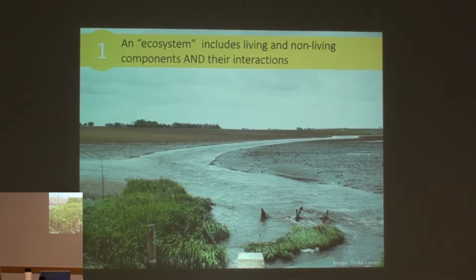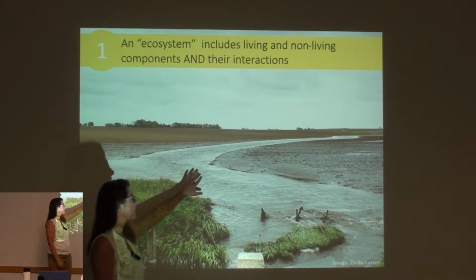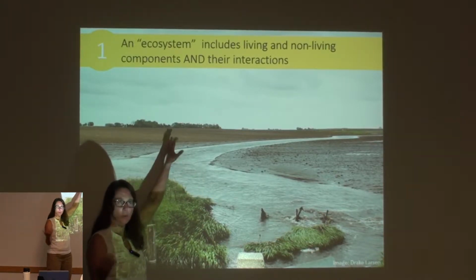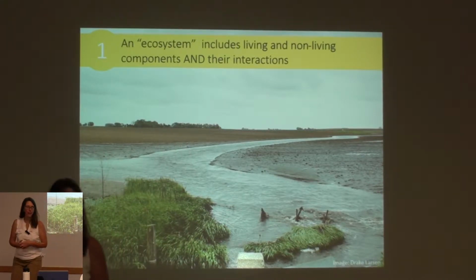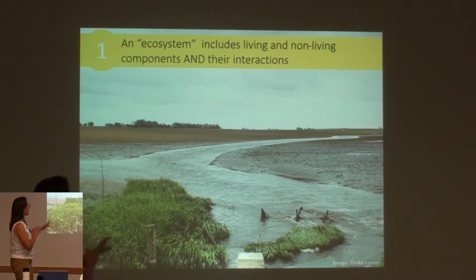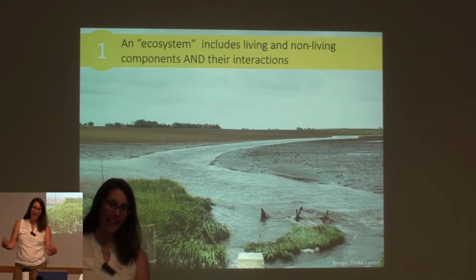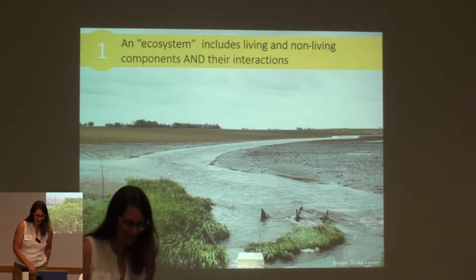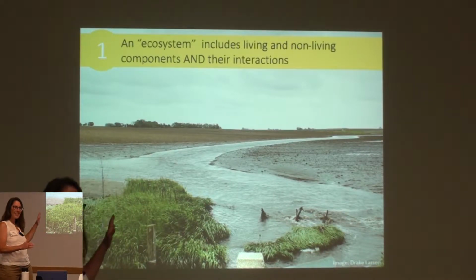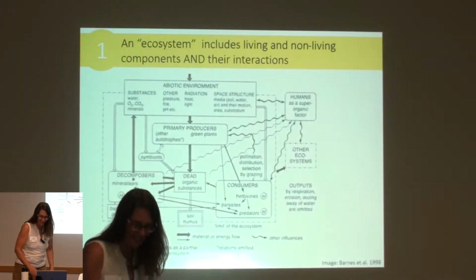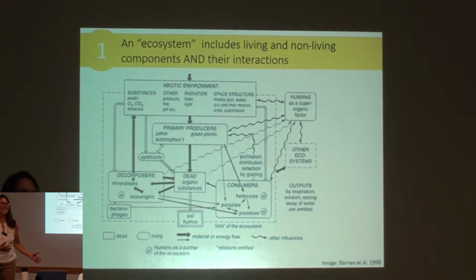So first of all, that definition: an ecosystem includes living and non-living components and their interactions. You could look at your farm field as an ecosystem. We've got the non-living components here with the water. The biology, of course, is a combination of those living and non-living components, and the fact that these elements are interacting. As an ecologist, when I think about an ecosystem, I see this, but I also dig down in and I see things like this.